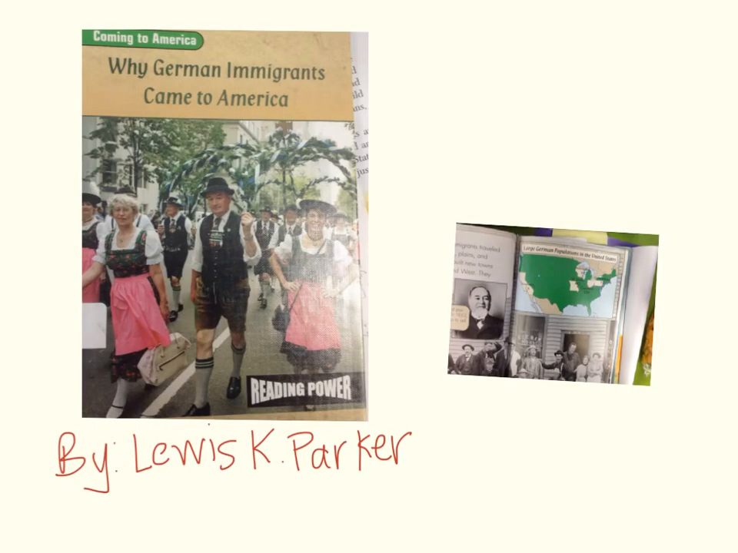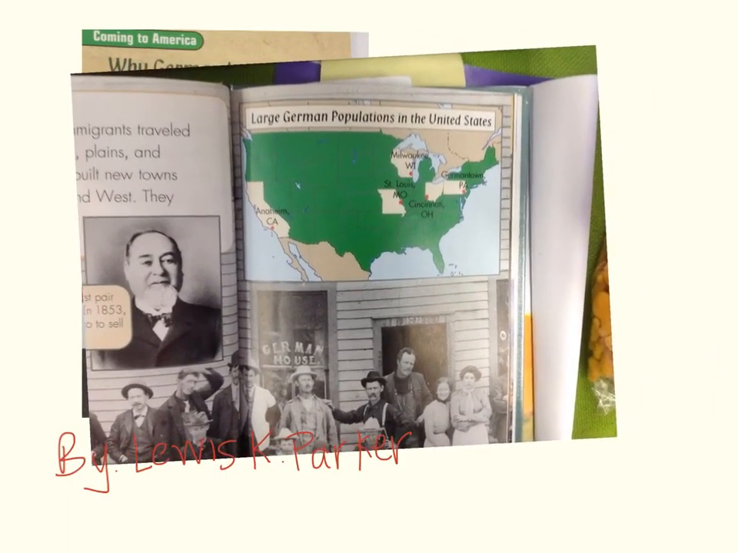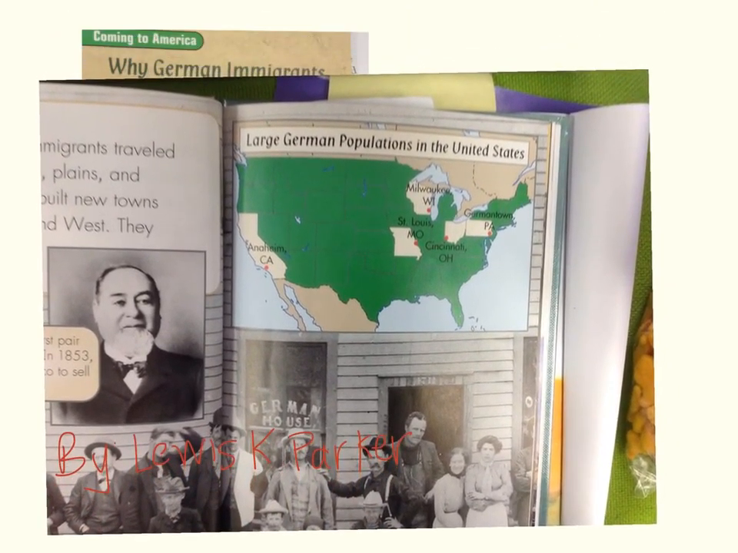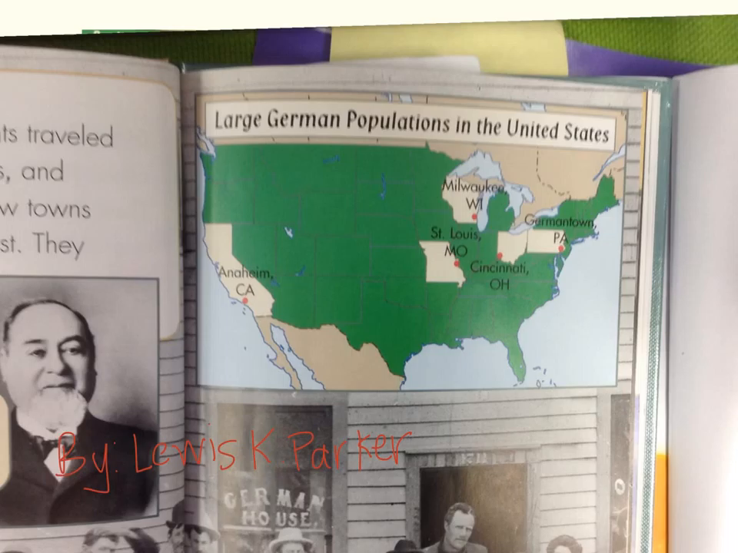Alright readers, now it's your turn. So we're going to take a look at a page from the book Why German Immigrants Came to America, and this book is by Lewis K. Parker. And we are going to look at this page, and I specifically want you to focus on this chart. And it says large German populations in the United States. Take a look at that map. Think about what kind of note you could take from that map. Give me a thumbs up when you have an idea. Right now, I want you to turn and talk with your partner about what kind of note you could take from that map.